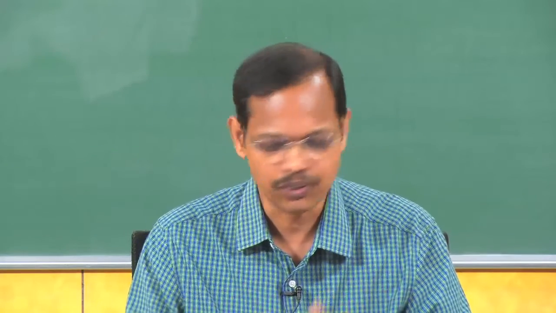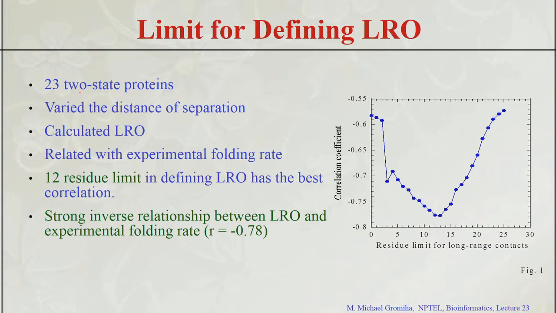This is how we get the number 12. Earlier we used the number 12, and now I will explain how we get it. We take a set of proteins with known, experimental folding rates.